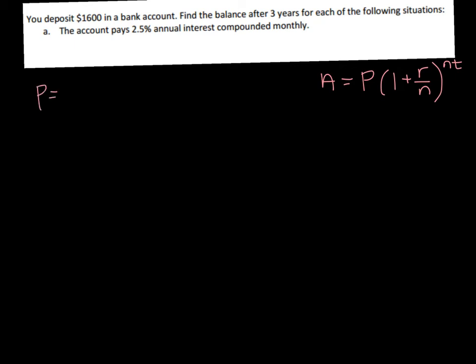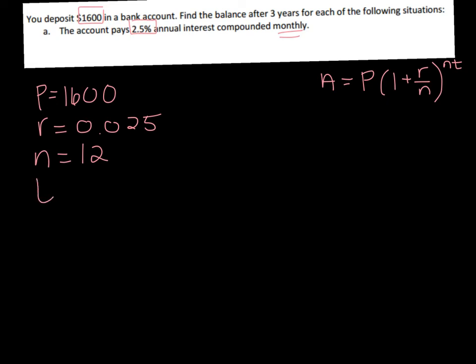P, the principal, the amount that I start with, is 1,600. R, the rate at which I'm compounding, the annual rate, is 0.25%. So we write that as 0.025. My N value, the number of times I'm compounding monthly, so N is 12. And the T value, the time that I'm doing this for, is 3 years. So T is 3. So I'm going to go ahead and just fill in all those values.